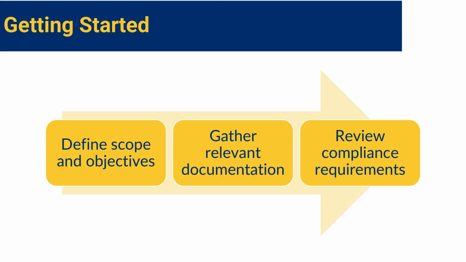You may be asking, where do I start? Assessing your HR system involves evaluating its effectiveness in achieving the organization's goals and meeting the needs of employees. To start an HR assessment for your childcare business, begin with these steps. First, define the scope and objectives. Next, gather relevant documentation. And finally, review compliance requirements. Let's take a closer look at these steps.